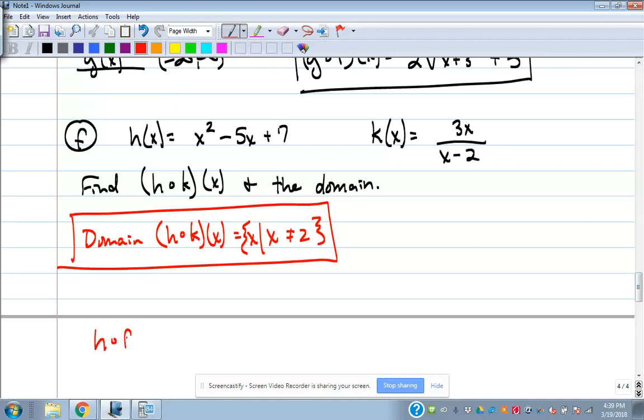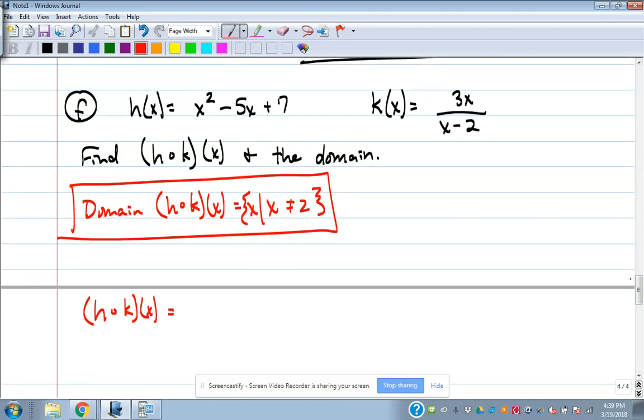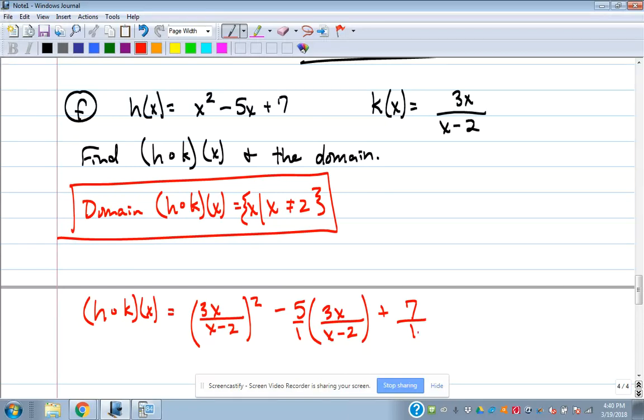Now, the really fun part is the composition here. So h composed with k of x. All right, so we're replacing x in the h of x function with that fraction. So 3x over x minus 2 squared minus 5 times 3x over x minus 2 plus 7. I'm going to put that as 5 over 1 times 3x over x minus 2, and I'm going to make the 7 over 1, because I know I've got fractions, and I'm going to make everything look like a fraction, because it'll help me.